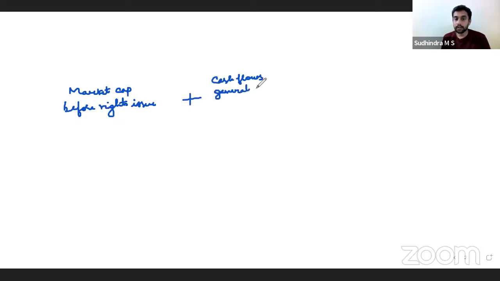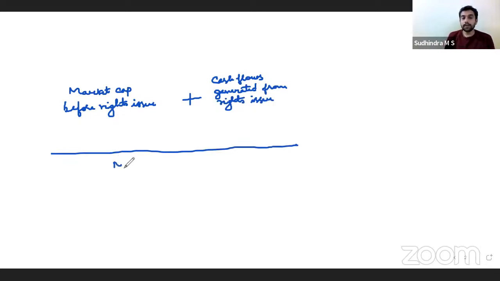Next, below that, ex-right price is equal to market capitalization before rights issue plus cash flows generated from rights issue, the whole divided by number of shares after rights issue.